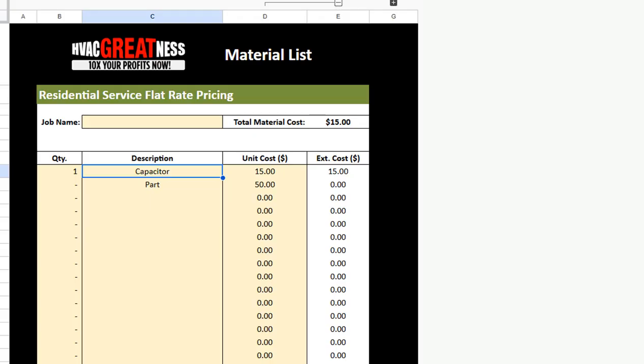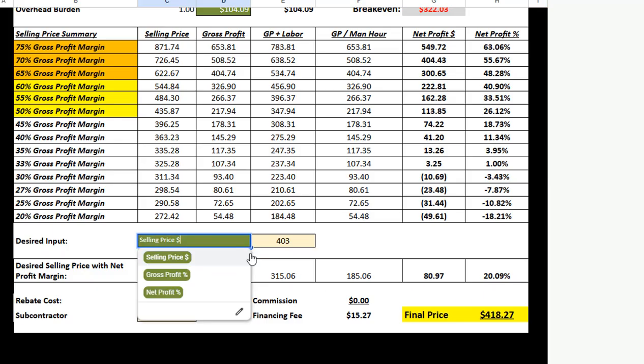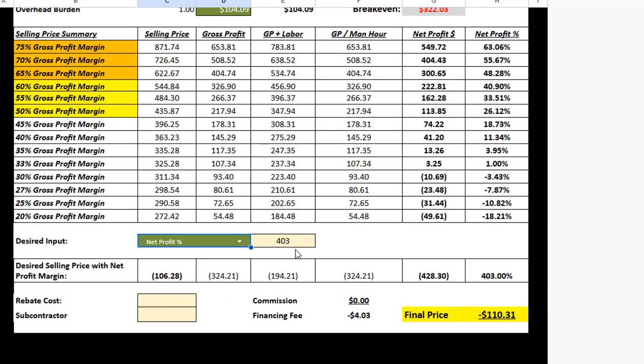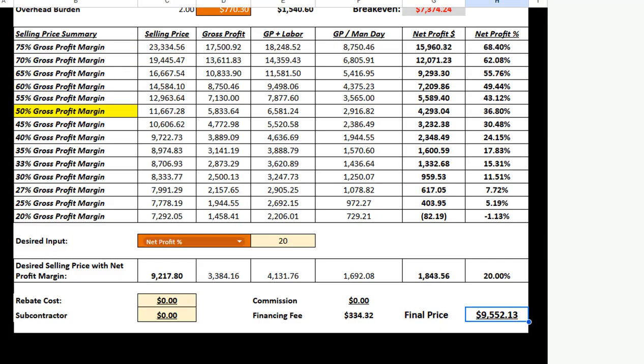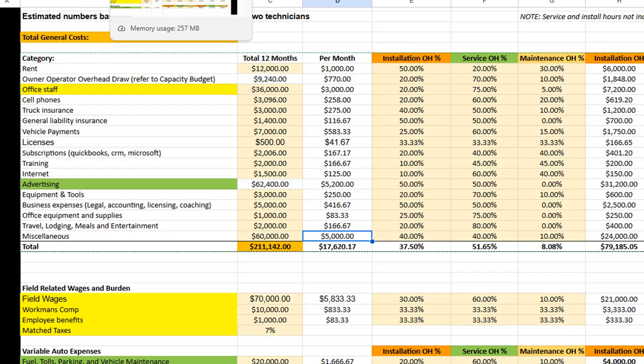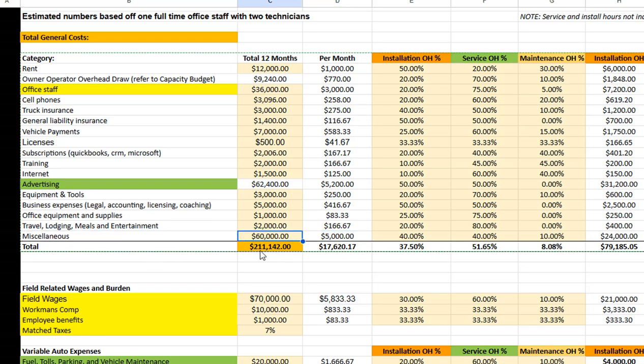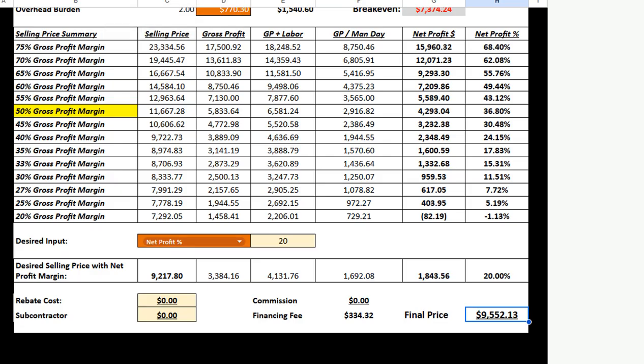I'm going to do the same thing over here on my repair. Instead of manually putting that price, I'm going to let it calculate it for me based on 20%. So still, again, 417 on that repair, and then 9,552 on that install. And I'm going to change that number again. I'm adding this guy into my overhead, 211,142. Let's go back over here and see how it's going to affect my price.